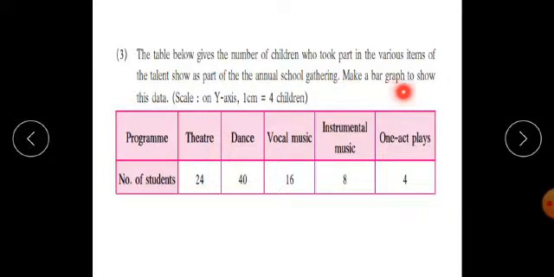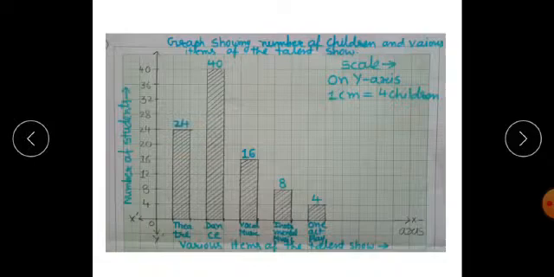Make a bar graph to show this data, and scale is given on y-axis. 1 centimeter is equal to 4 children. Program and number of students: theatre 24, dance 40, vocal music 16, instrumental music 8, and one act plays 4. So the bar graph for this information I have given here.